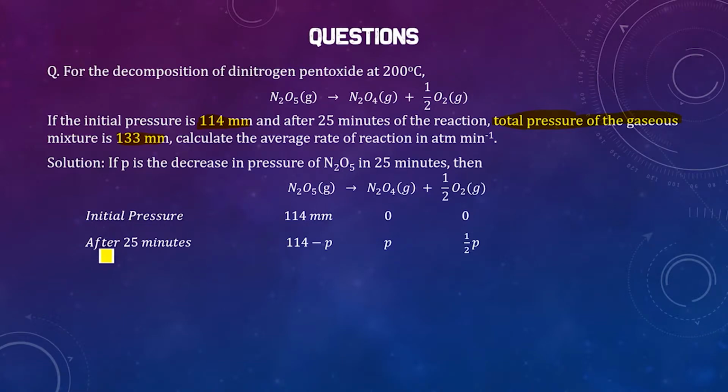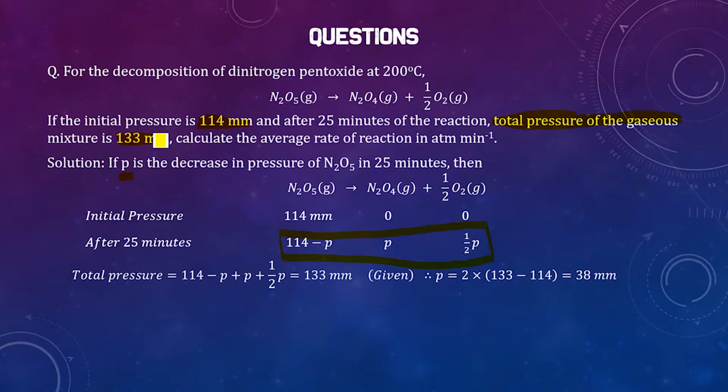Yes, after 25 minutes, as I have assumed that P pressure is going to decrease, the initial was 114 and now it is decreased by P. Whatever the pressure of the reactant decreases, the product will form in the same ratio, isn't it? So for 1 mole, P pressure is decreasing, so obviously for 1 mole, P pressure will increase. And here for half mole, half pressure will increase, isn't it? Okay, so now the total pressure is this much. This complete is called total pressure, and this is equal to the given 133 mm.